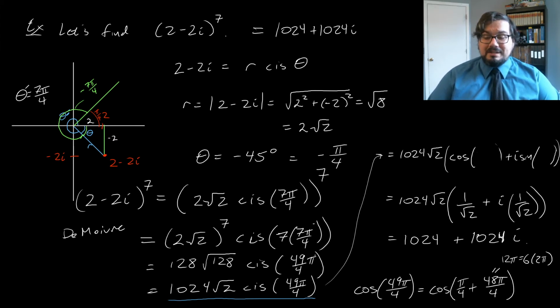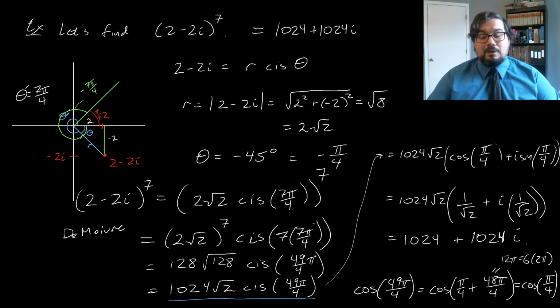The point of all this is that cosine of 49 pi over 4 is the same as cosine of pi over 4, because adding or subtracting any multiple of 2 pi doesn't change the value of that trigonometric function. Thus, instead of writing 49 pi over 4 inside this expression, we could write pi over 4. And there we get back to exactly the same thing that we had before. Cosine of pi over 4 is 1 over square root of 2. Sine pi over 4 is 1 over square root of 2. And we get to the same answer.